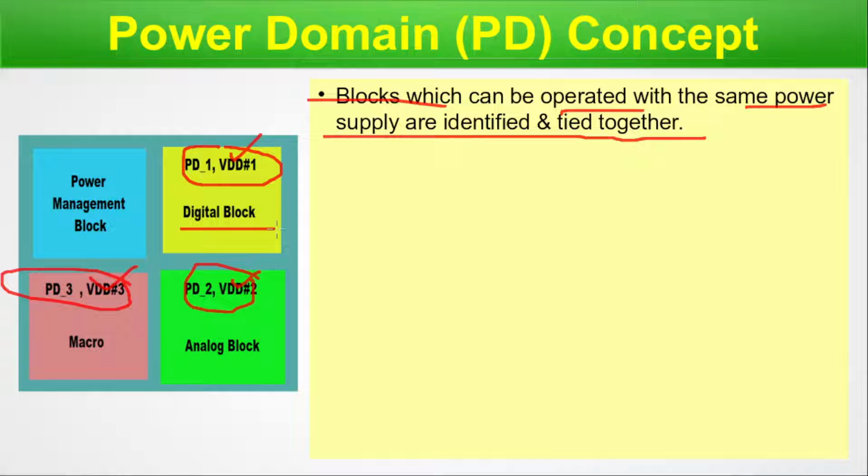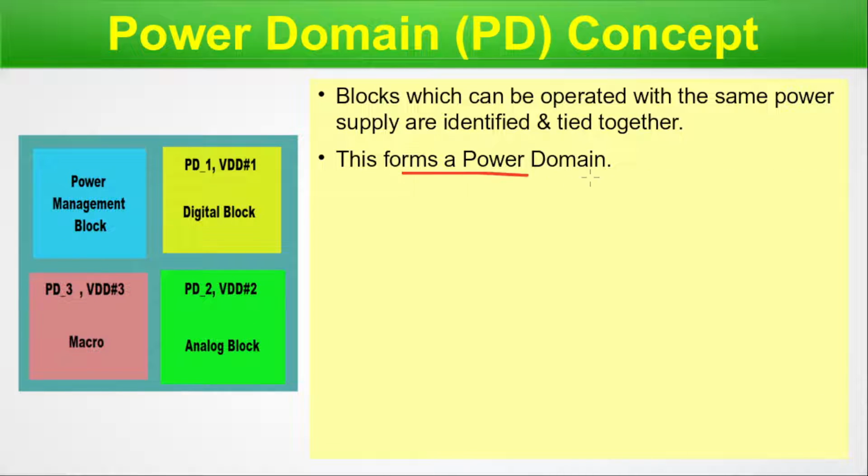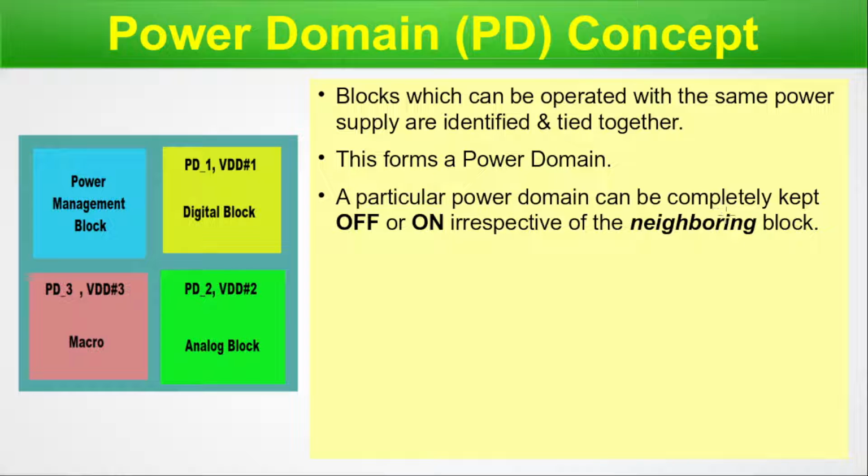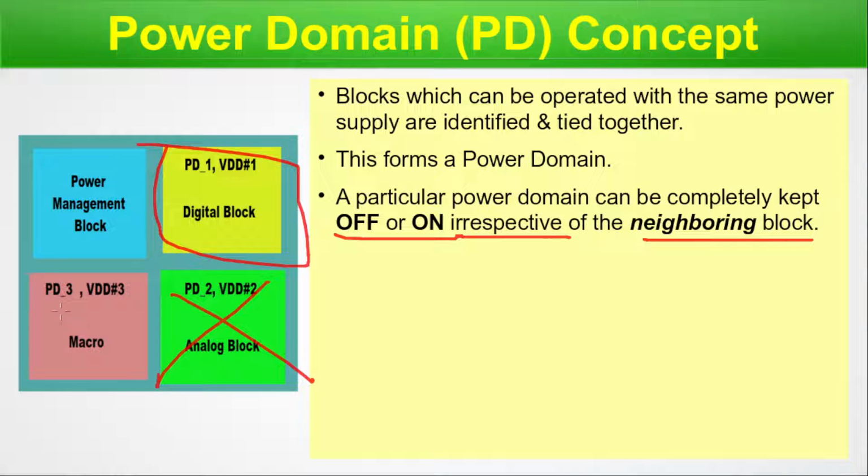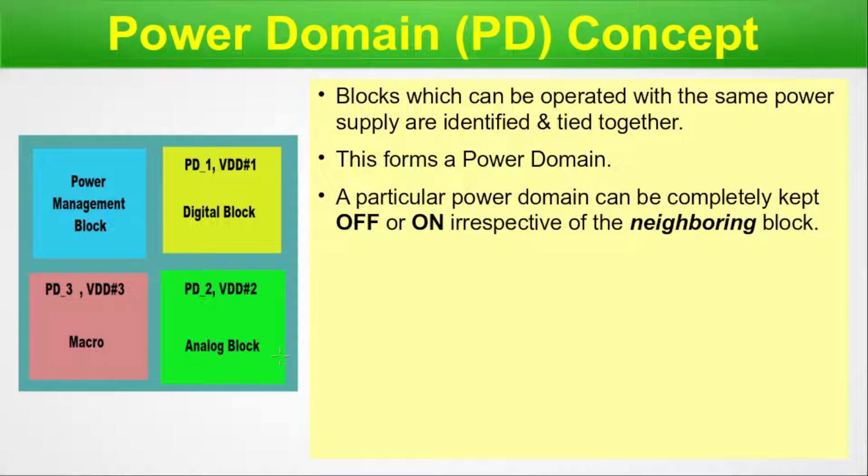And operation wise this may be a digital block, this may be an analog block, this may be a macro. So I have colored them with different color. And here is our PMU or PMB, whatever we call it, the power management unit. This forms a power domain. So when they are tied together, this is a power domain PD1, this is PD2 and this is PD3. A particular power domain can be completely kept on or off irrespective of the neighboring block. So this could be on when this is off, right? Or this is on when this is off. So this way any block could be powered up or powered down.